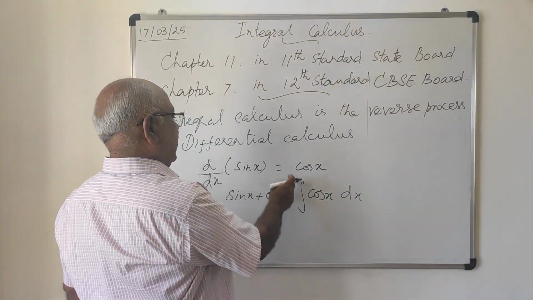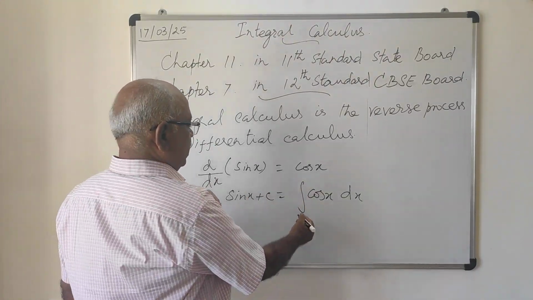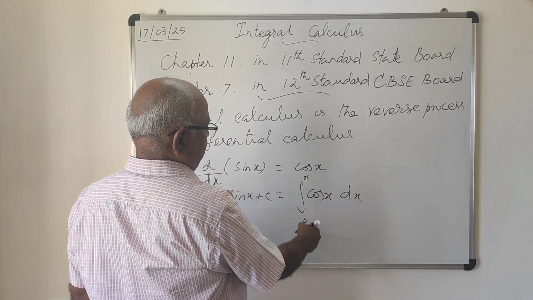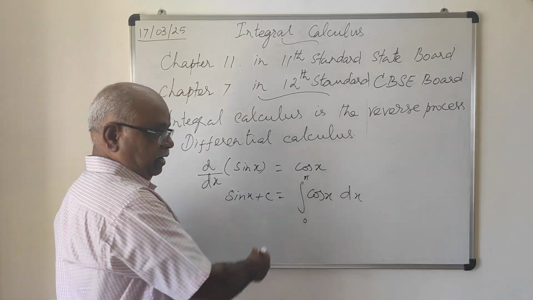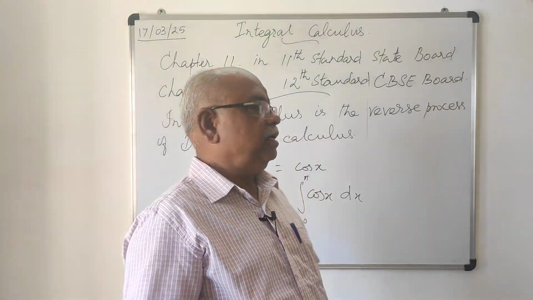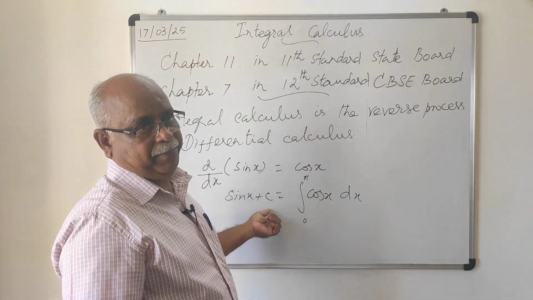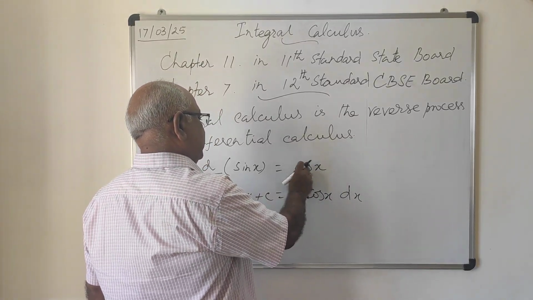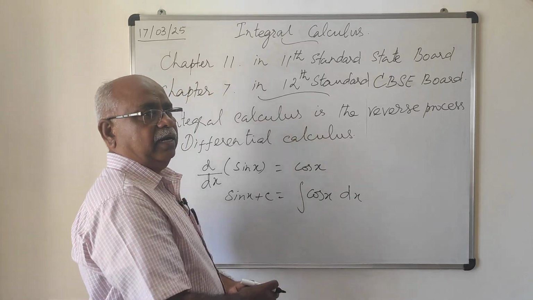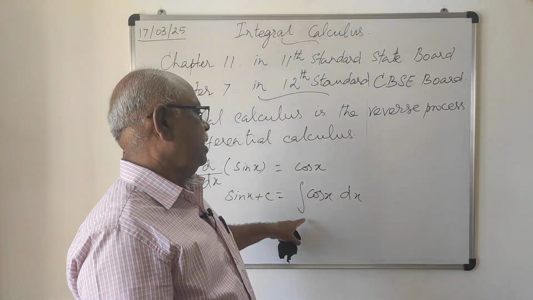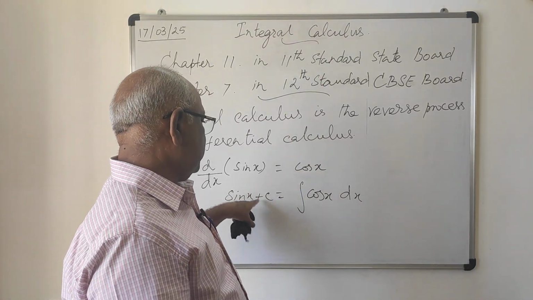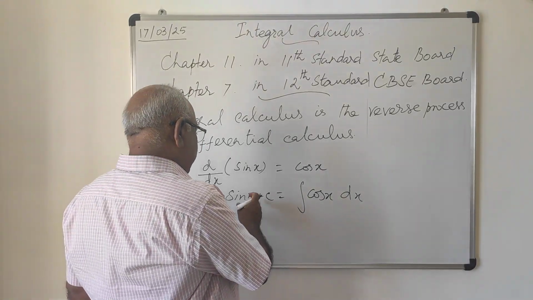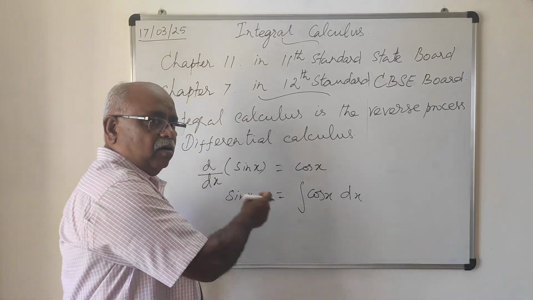This integral is called an indefinite integral. If you have limits from 0 to pi, this integral is called a definite integral. For a definite integral, the integrating constant cannot appear. So, if the limits are not given for integration, that integral is called an indefinite integral. The indefinite integral gives you the answer plus some integrating constant c. That's why c is called the integral constant.